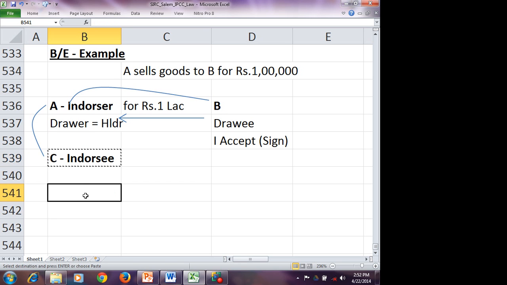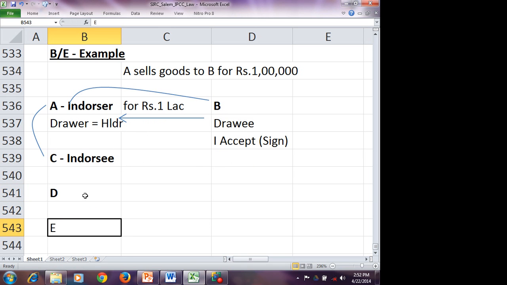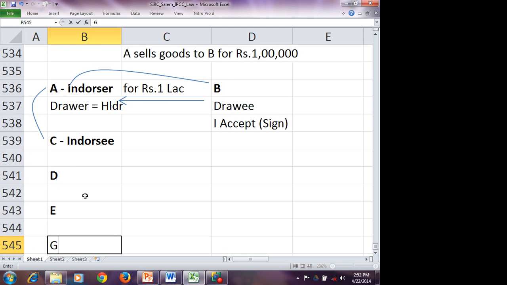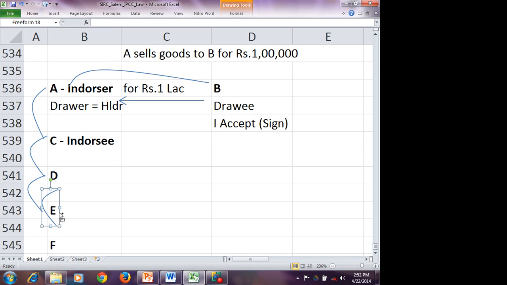Now let's assume further that C endorses the instrument to D, in which case C becomes the endorser and D becomes the endorsee. D endorses the instrument to E. It goes on. E endorses the instrument to F. And on and on.